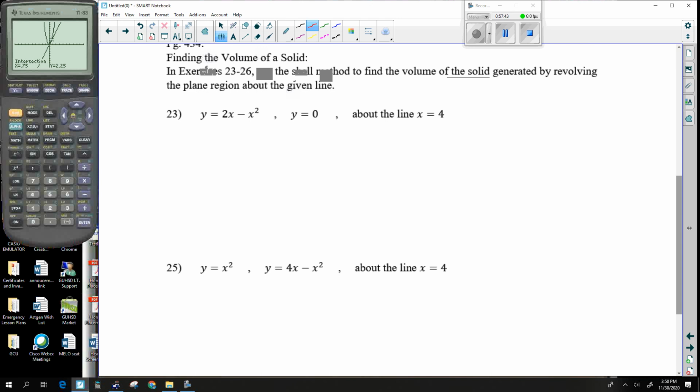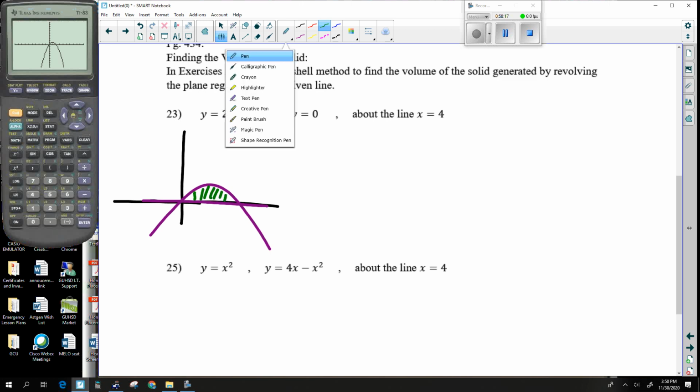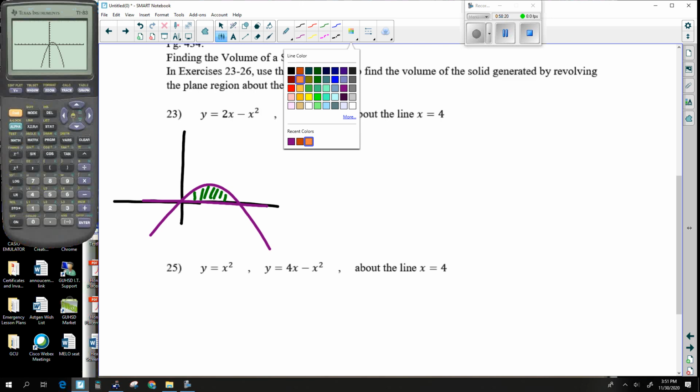Okay, use the shell method to find volumes about the line x is equal to 4. That's fine. So let's use this to our advantage. 2x minus x squared. Okay, so we have a teeny tiny parabola here. All right. And y is equal to 4. Now they very specifically say they want the shell method. They want the shell method. And so x is equal to 4 is fortuitous for us because 4 is over here somewhere.